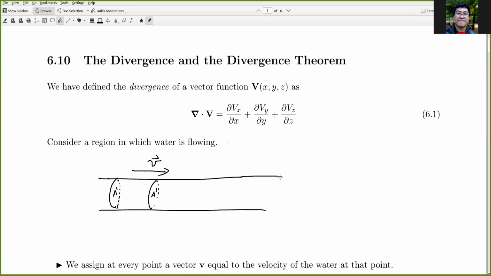And suppose at some point here, let's consider an area A, where water is still flowing to the right, but this area A is directed such that the normal unit vector n perpendicular to A makes an angle theta with v. For this region here, the total length covered as the water moves from this position to this position would be the speed v times the total time it takes for water to flow from this position to this position. So that's vt.